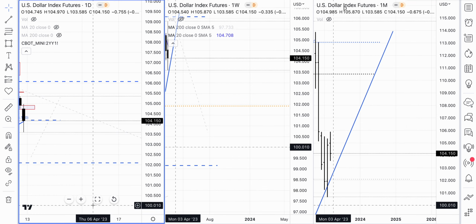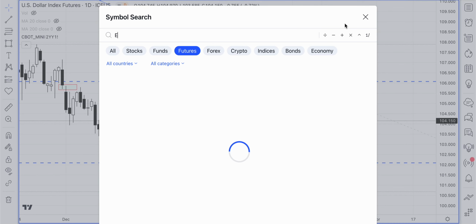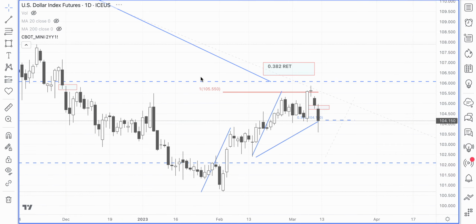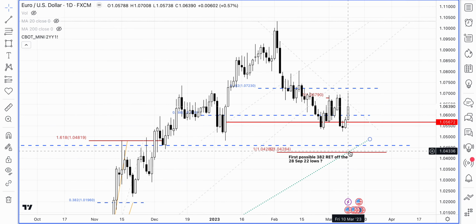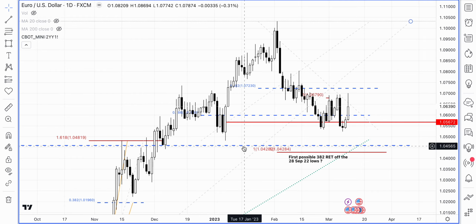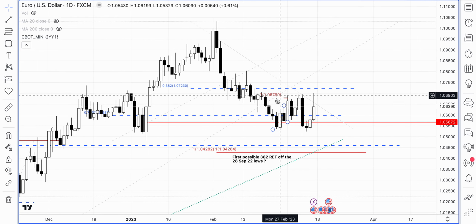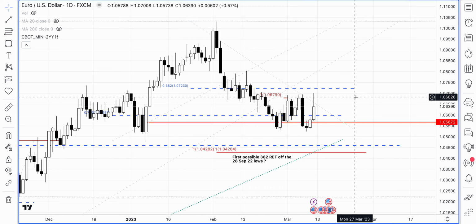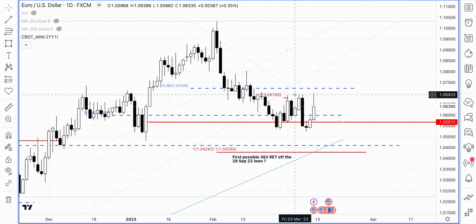Okay, so let's go to Euro USD. We were looking for it to reach the 38.2% retracement around the 104.55 level, but it's gone into a trading range right at this level of 105.30, and with the weakness in the dollar we have seen, it has gone and tested the top of the range.